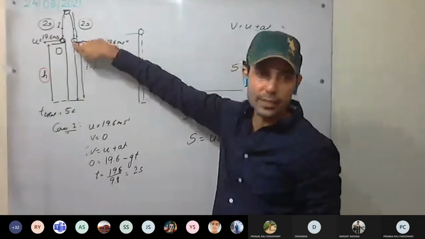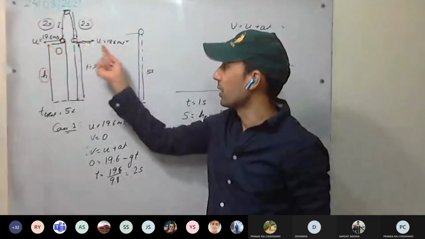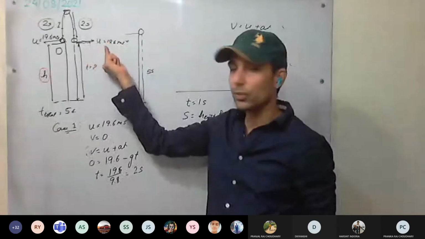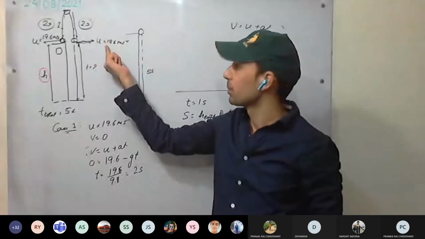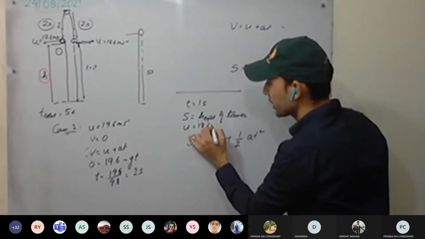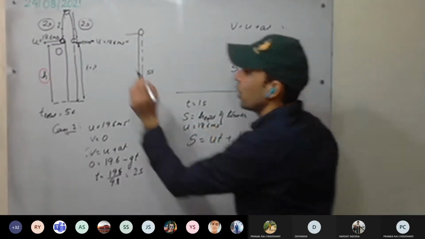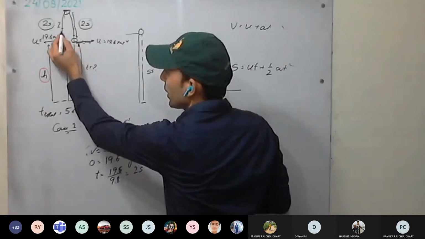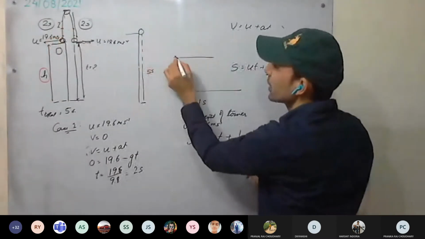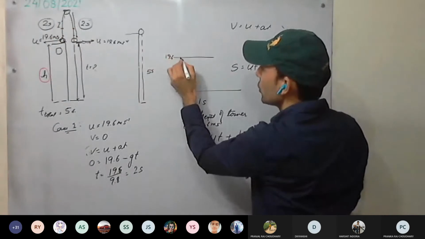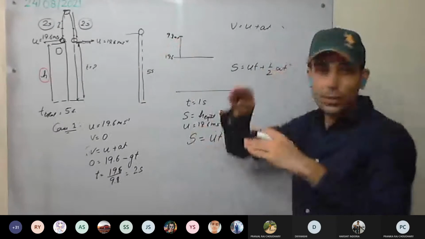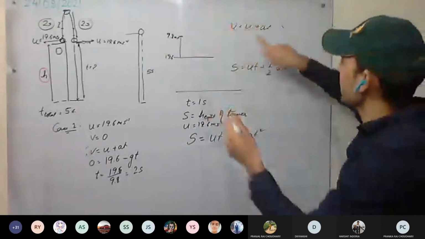But if we are considering this as the initial position, what will be the initial velocity? 19.6 meter per second or not? Same will be the initial velocity. So here you will have 19.6 meter per second. Only the difference is the direction. While going up, whatever velocity here, same here. Whatever here, same here. So if it is 19.6, after 1 second its velocity will be how much? 9.8 meter per second, because velocity reduces by 9.8 meter per second each second.